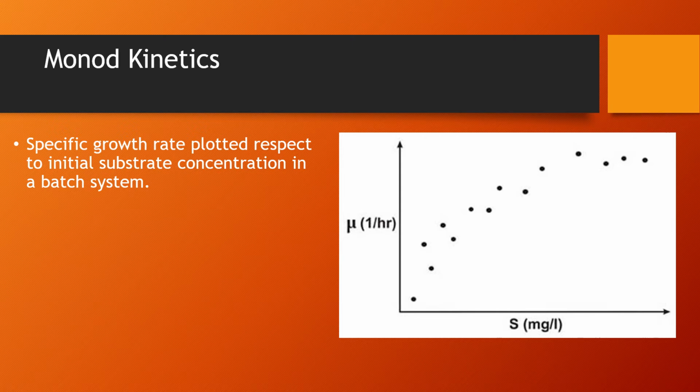First is Monod kinetics. This graph is an example of a scatter plot of Monod kinetics where specific growth rate is plotted with respect to initial substrate concentration in a batch culture. On the y-axis there is mu, the specific growth rate, and on the x-axis there is S, which is the initial substrate concentration. The specific growth rate increases with the increase in the initial substrate concentration.